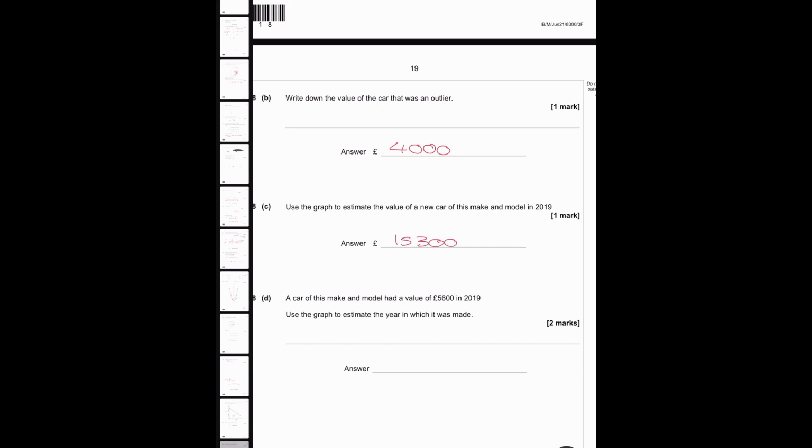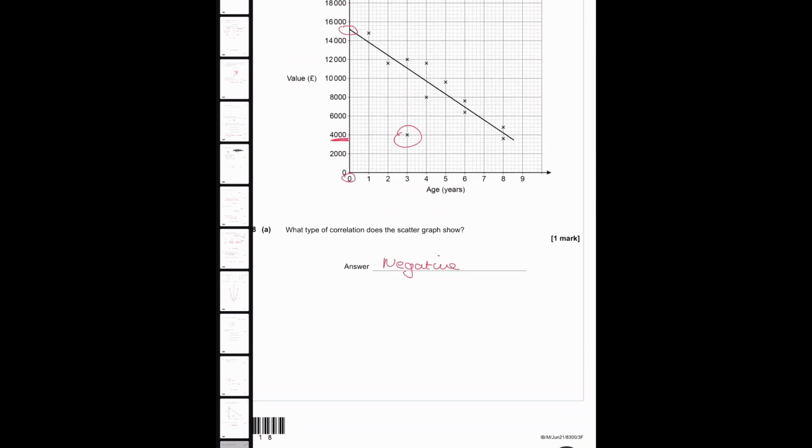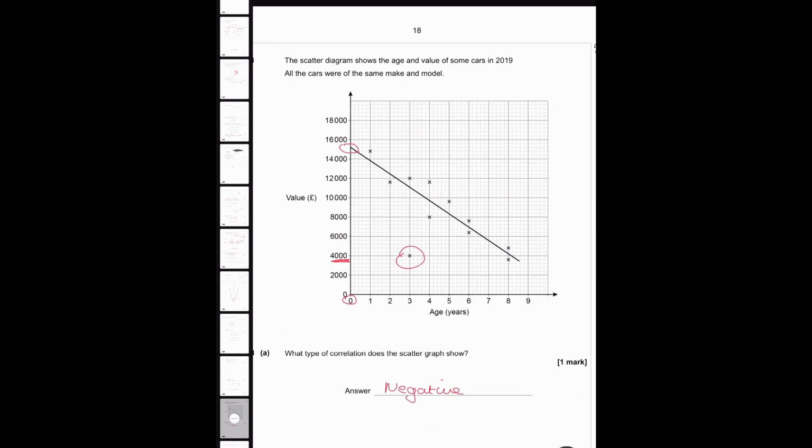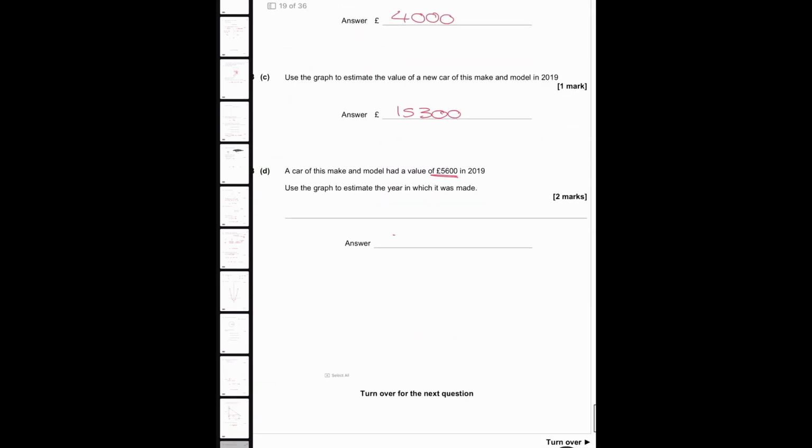The next part of our question says a car of this make and model has a value of 5,600 in 2019. Use the graph to estimate which year it was made. So let's go back to the graph. Let's find 5,600. Should be around here. Go across to our line and go down. We get an age of roughly 7 years. If the car is 7 years old in 2019, that means it must be made in 2012.